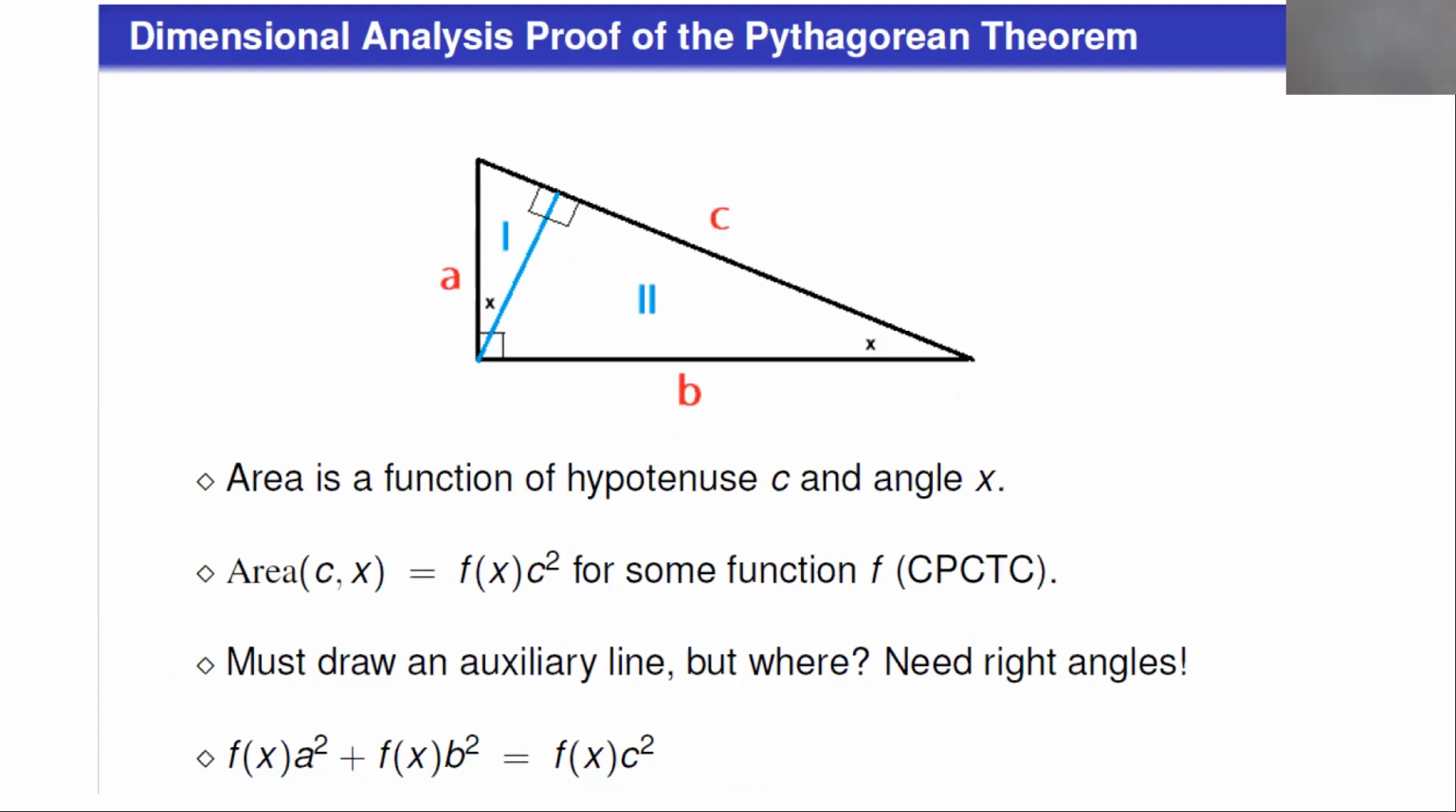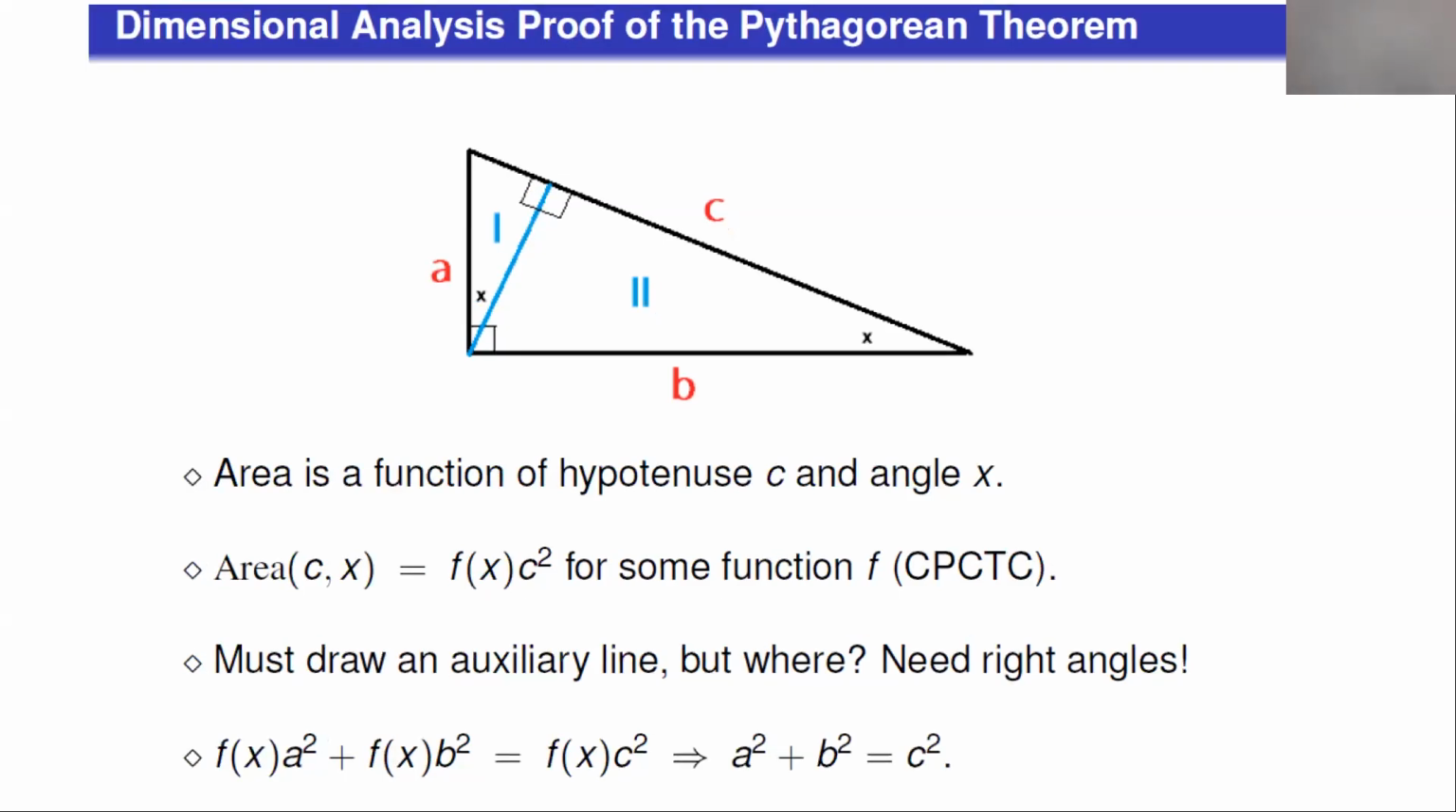What should we do now? We have f of x a squared plus f of x b squared equals f of x c squared. What can we do to both sides? Now the only thing we have to be careful about is, what is the one number you can't divide by? 0. But if f of x was 0, then we would be saying that the area is 0. Does that make sense? No. So we can just get rid of the f of x, and we get a squared plus b squared is c squared. So this is another way to prove Pythagoras by using geometry.